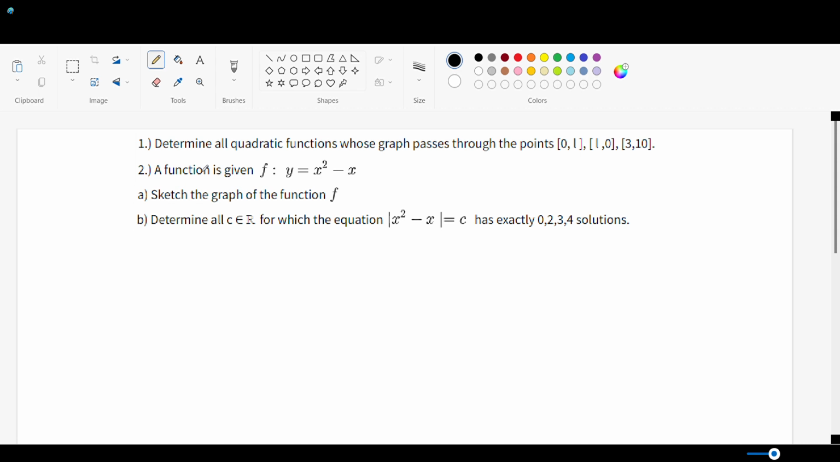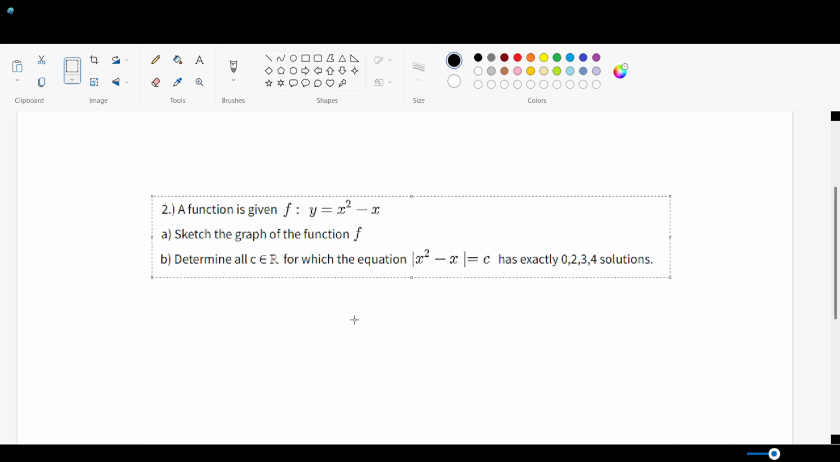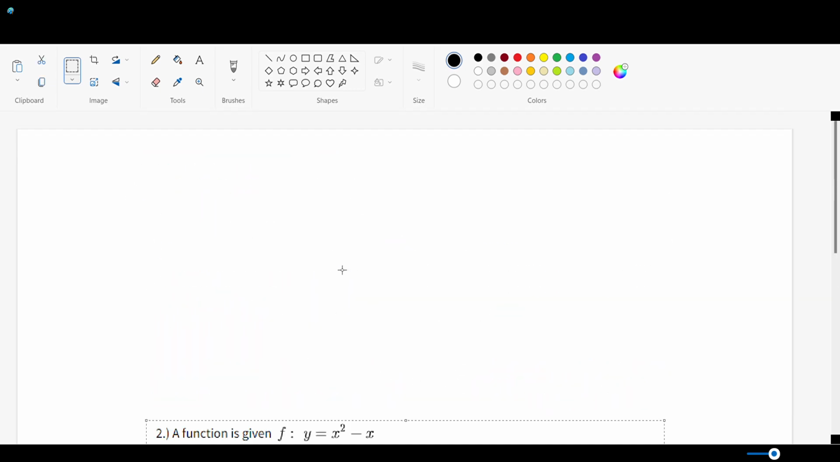The first task is about determining all quadratic functions whose graph passes through the points. And the second one is about sketching the graph of the function, which is basically the quadratic function, and then we will explain a kind of quadratic equation with the absolute value and with the parameter c. So I will explain these two tasks in this video. So let me just put this one a little bit more down so that I have enough space here.